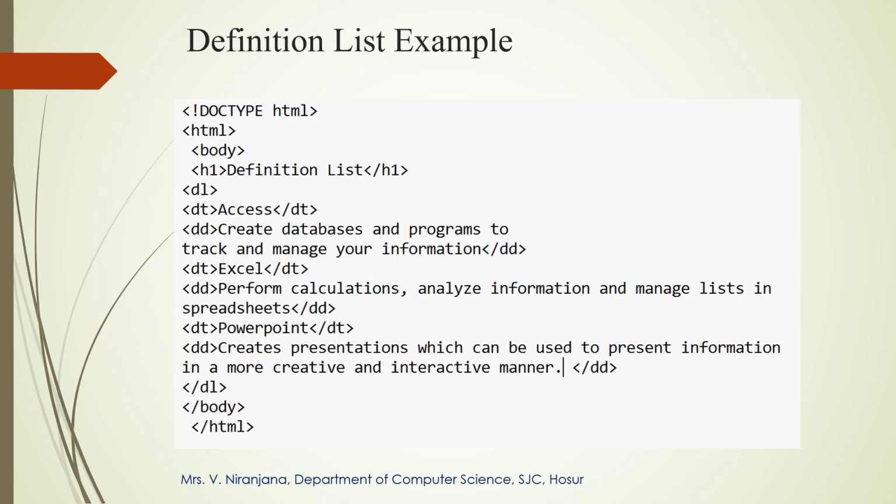Here we have started with DL, and after that the first term DT, Access, and the definition of that term, and you have to close that term, again followed by the next one, the next definition term followed by its explanation, and the next definition term followed by the explanation, and finally you have to close the definition list. Now the output for this program will be as follows.